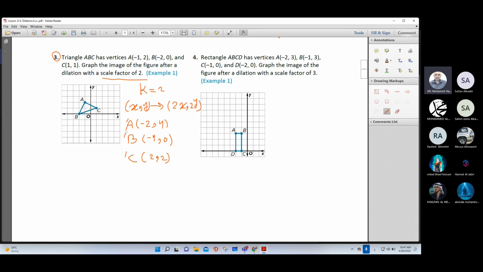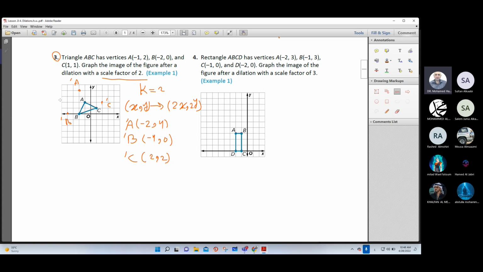Then we can graph A prime, negative 2 in the x, and 4 in the y. 1, 2, 3, 4, negative 2 will be here. So this is A prime. B prime, we have negative 4, 0. Negative 4 in the x: negative 1, negative 2, negative 3, negative 4 will be here, and this is B prime. Then 2 in the x, 2 in the y. So this is here C prime.